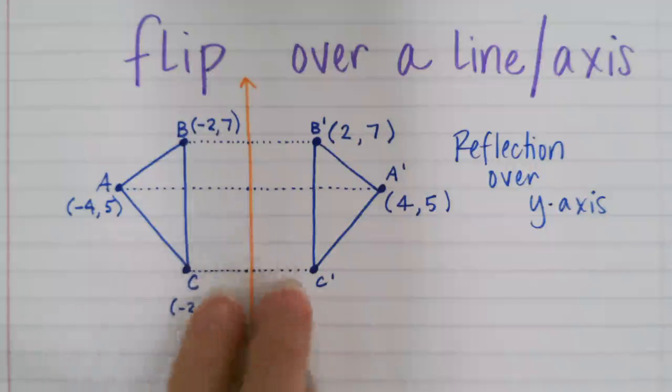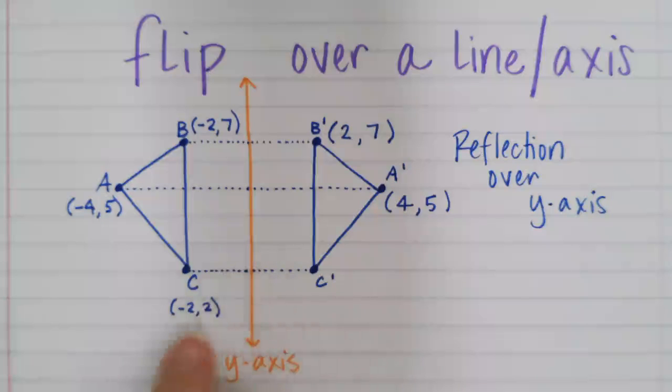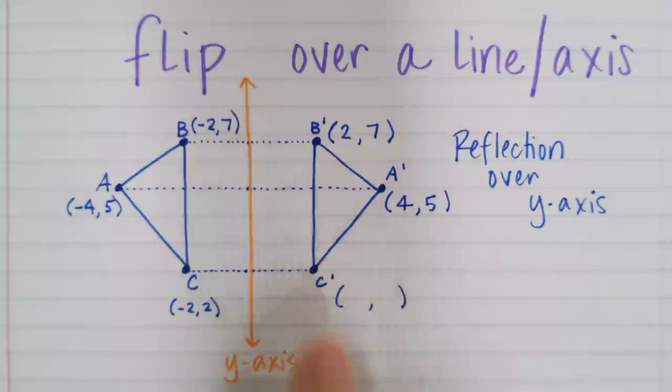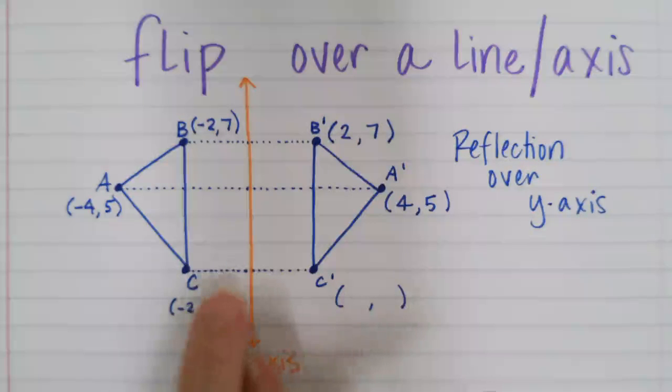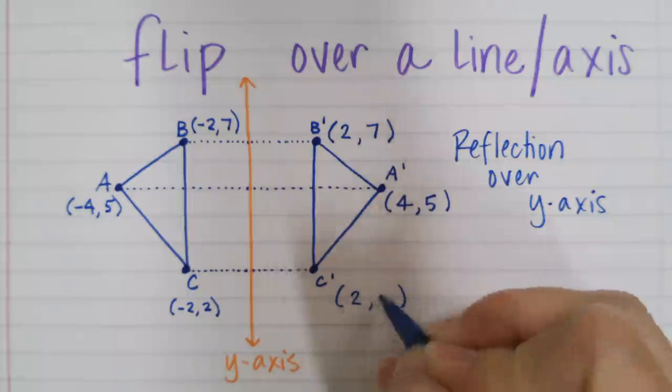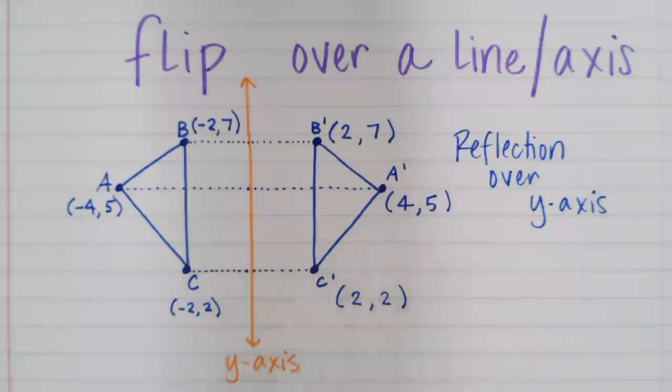All right, so let's take a look at this one. If the ordered pair for point C is negative 2, 2, what is the ordered pair for C prime? If this one is 2 spaces to the left, its reflection will be 2 spaces to the right.